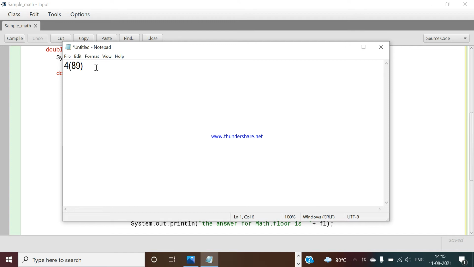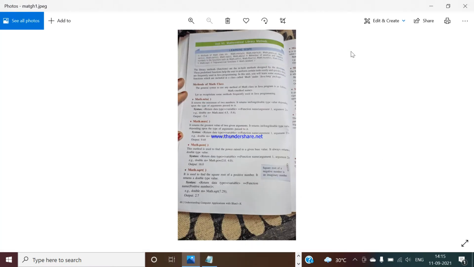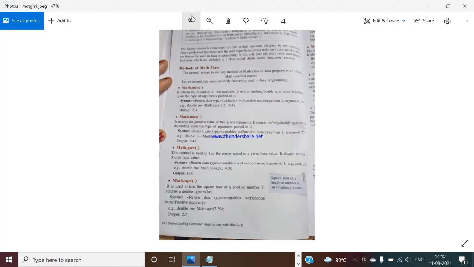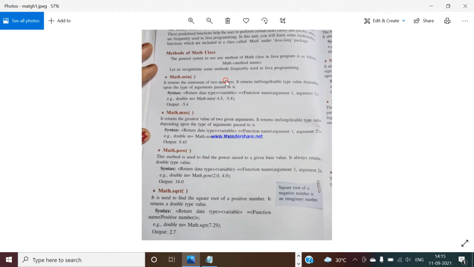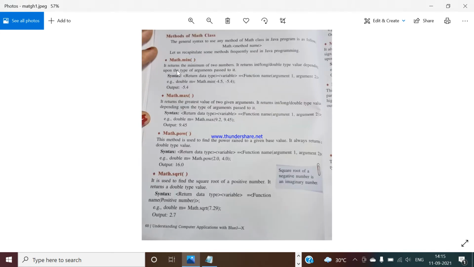There are many kinds of mathematical functions in Java programming. I have taken some snapshots of them. The first is Math.min. Math.min displays the minimum number among the numbers given by the user. Take an example here. Out of these numbers, which is the minimum? Minus 4.5 and minus 5.4, because they are negative numbers. So here, minus 5.4 will be the minimum number.